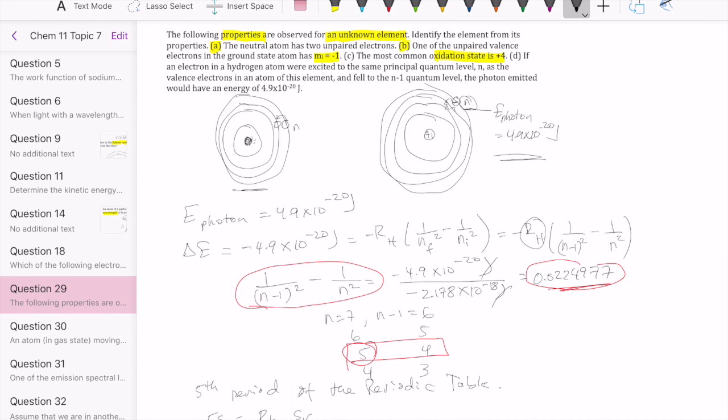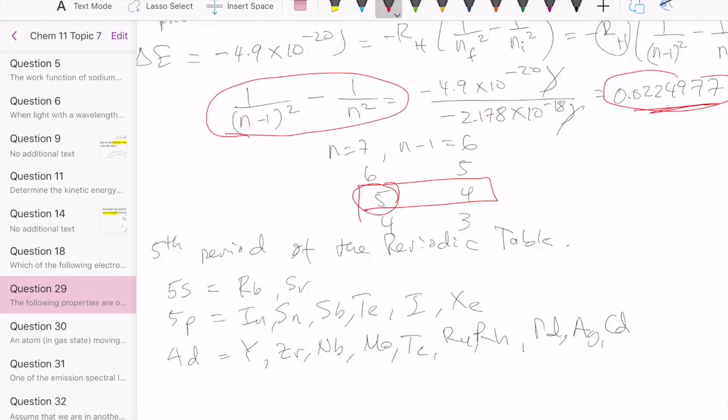One of the clues that might be useful is the one that says the neutral atom has 2 unpaired electrons. If you write out the electron configuration for each of these elements, you'll find that Rb and Sr both don't have two unpaired electrons. Rb has one, Sr has none, right? And then you can go to the 5p series and just cross out all the ones that don't have two unpaired electrons, which are all these guys right here. So that leaves us with two elements, Sn or tin, and then Te or tellurium.